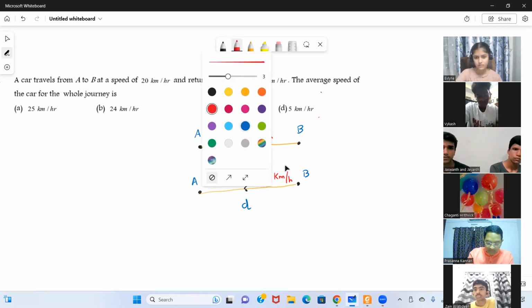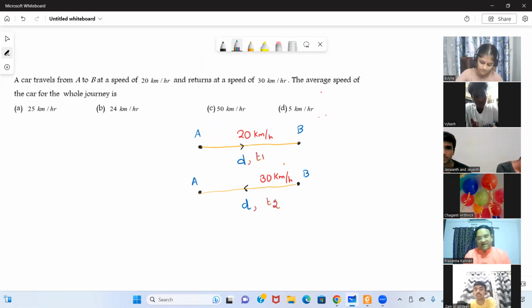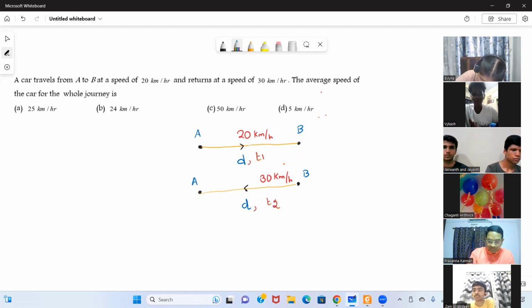So let me take the time in this case to be t1, okay? And let's say the time taken in the second case is t2. Are you clear of the scenario, students? From A to B, the car is traveling at the speed of 20 km per hour. Distance covered is d. Time taken is t1. We don't know what it is. Return journey, the speed is 30 km per hour. Distance is d. Time taken is t2.